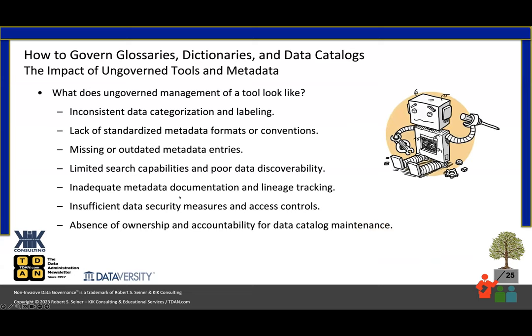Here's a good slide too. I love this slide. I love the image that goes with it. What does ungoverned management of a tool look like? And this could apply to your glossary, to your dictionary, to your catalog. It means you've got inconsistent categorization of the data and the metadata within your tools, lack of standardization. It means that some of the metadata might be missing within the tool, or there's limited capabilities, whether those would be search capabilities or data discoverability capabilities.